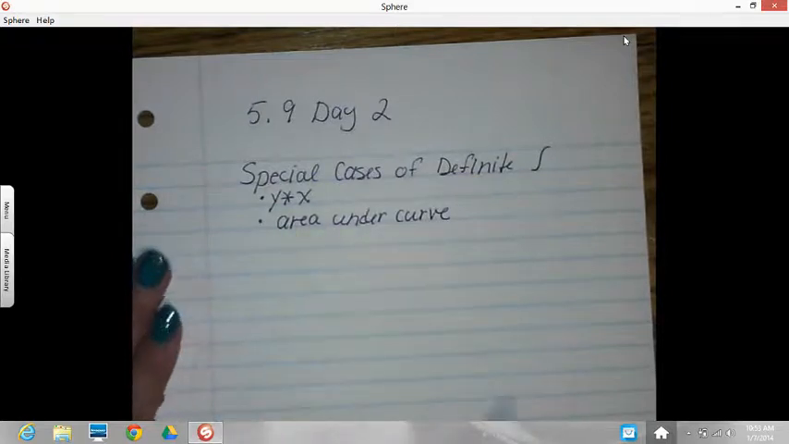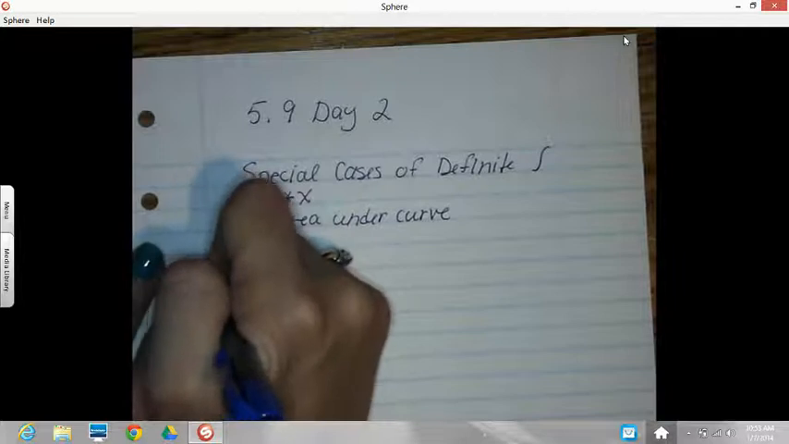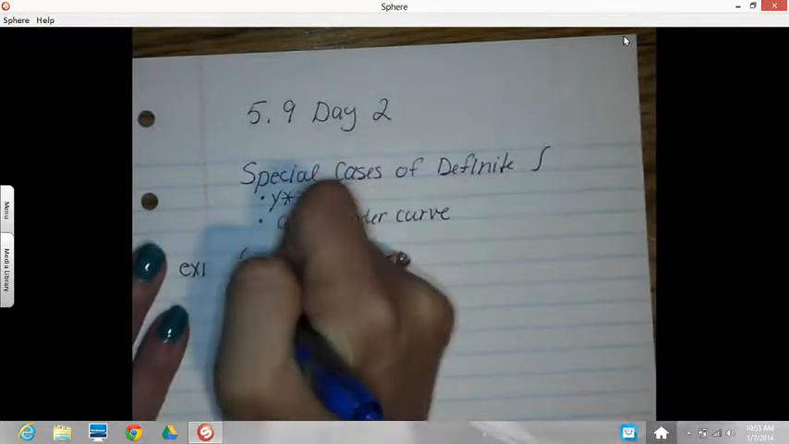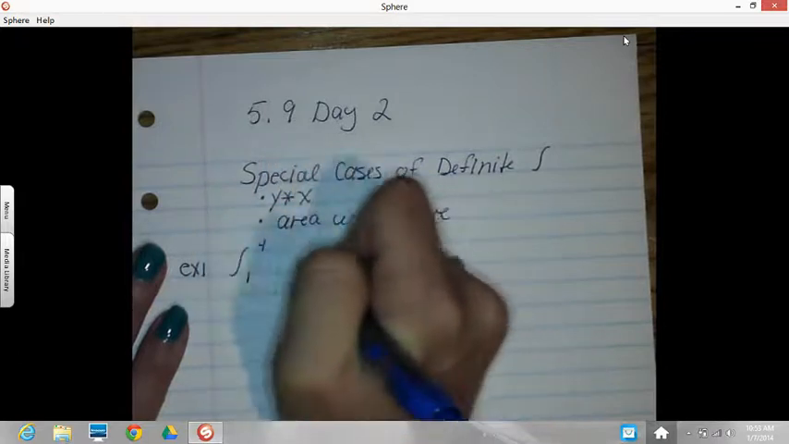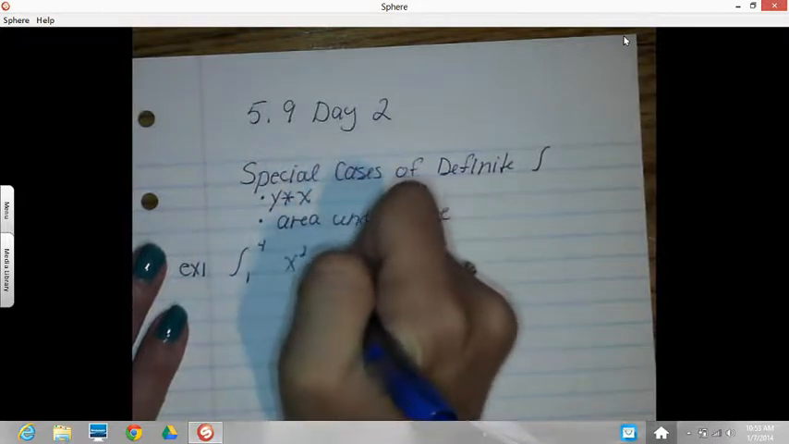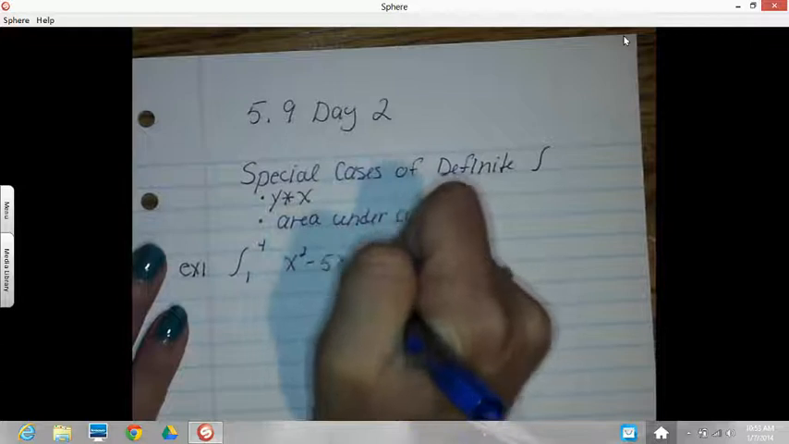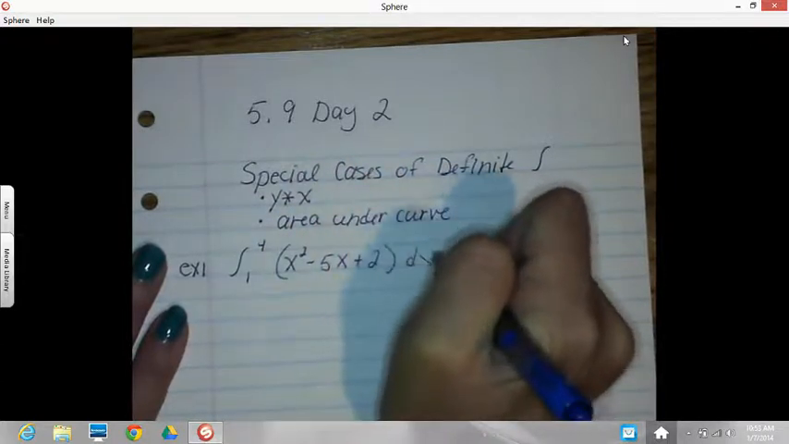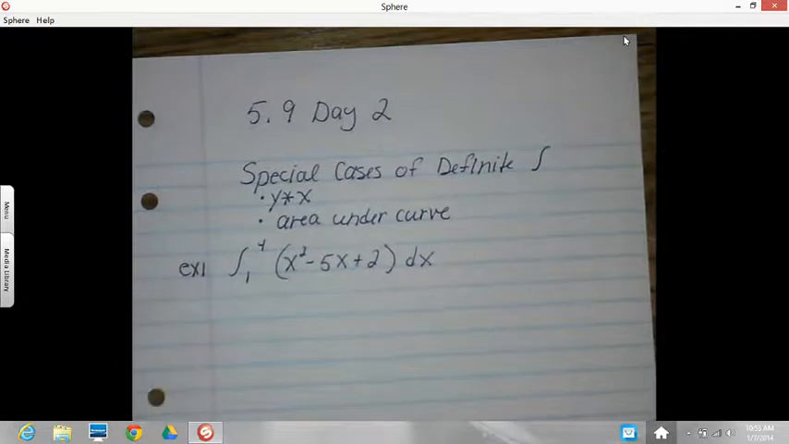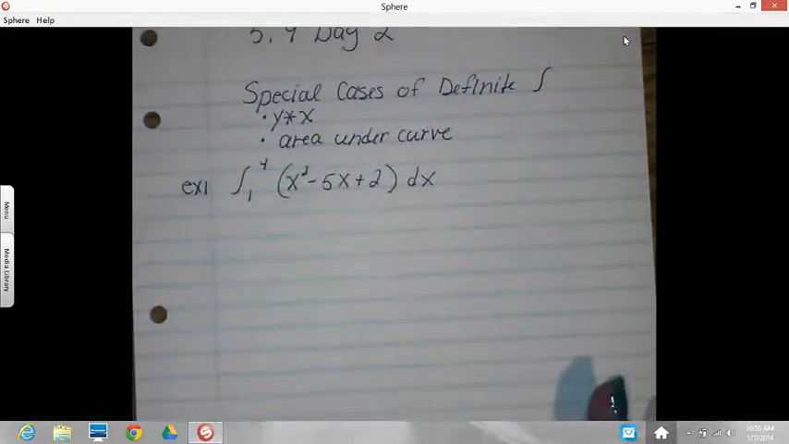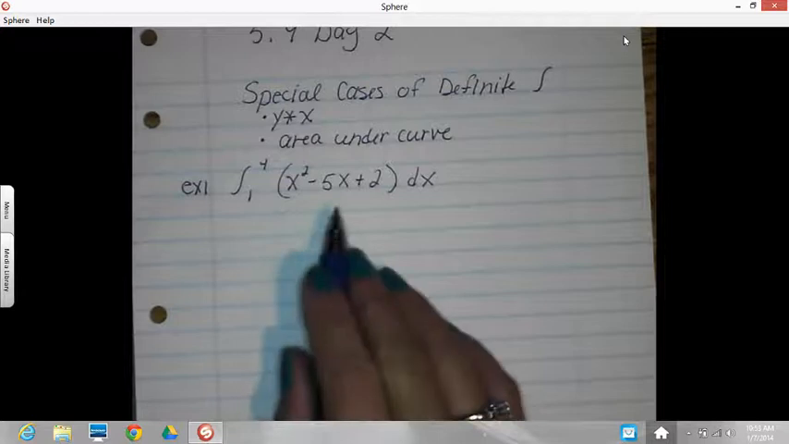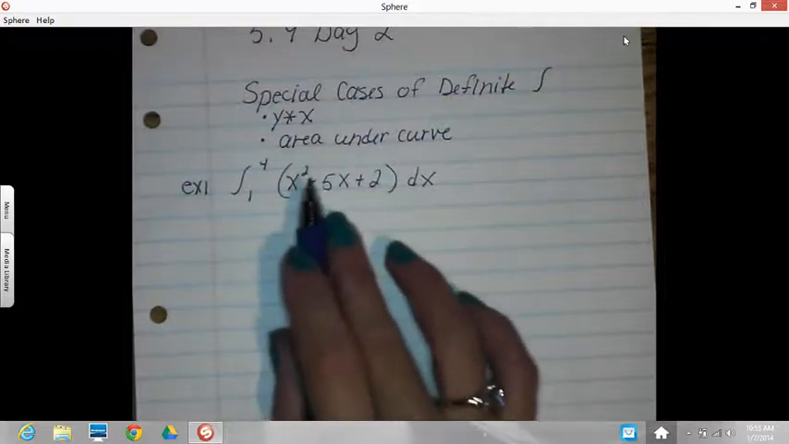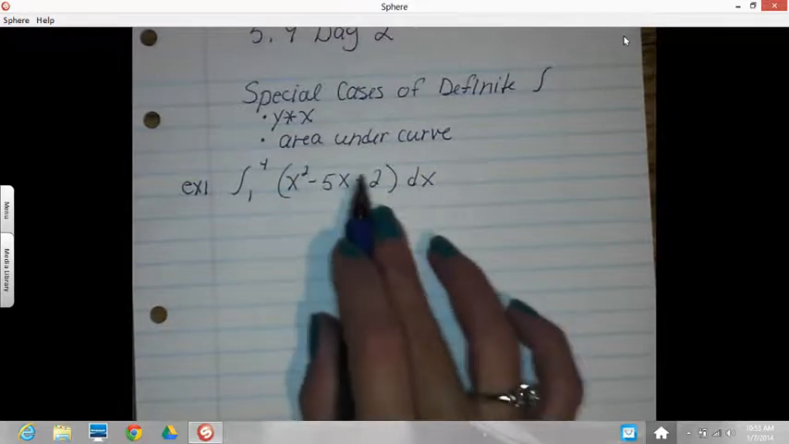So, our first one. If I asked you to evaluate the integral from 1 to 4 of x squared minus 5x plus 2 dx, could you do that? And then we're going to look at that answer and why it's come up the way it is. Okay, first of all, again, when there's a 1 here, there is no inside. Just do each term separately.